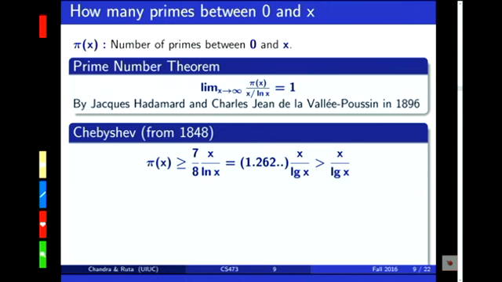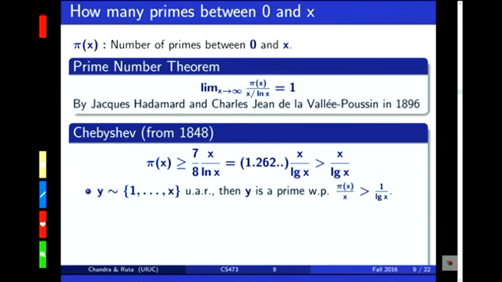So what is the probability that I pick a prime when I sample uniformly at random from 1 through x? Since pi x is at least x over log x, divided by x, 1 over log x is the probability. This is a lower bound on the probability that I pick a prime when I do one sample between 1 through x.